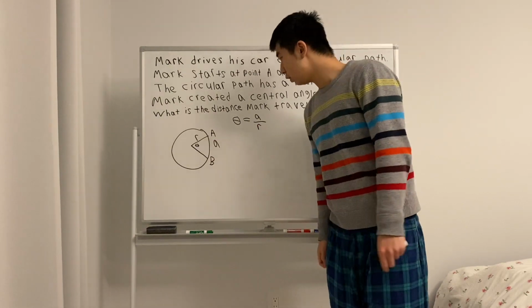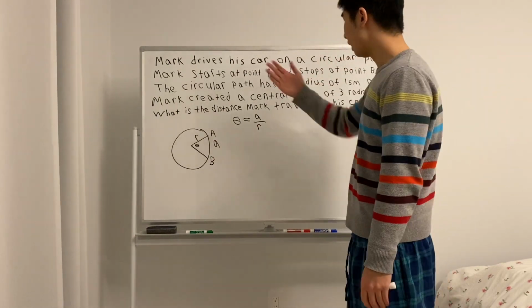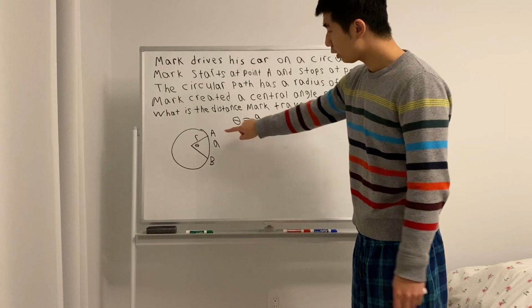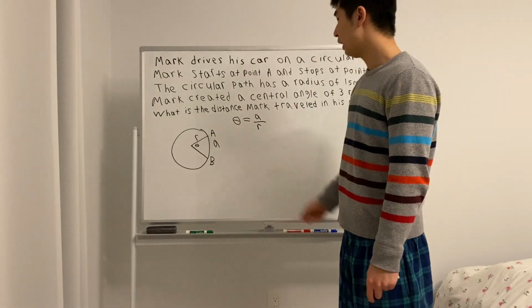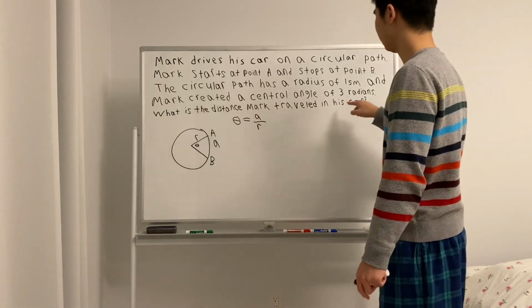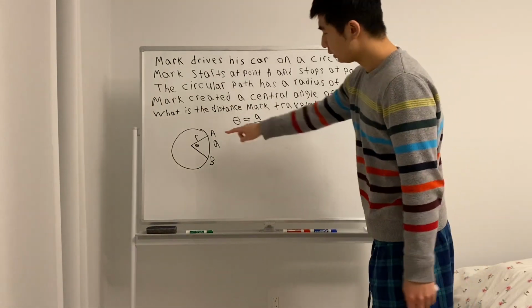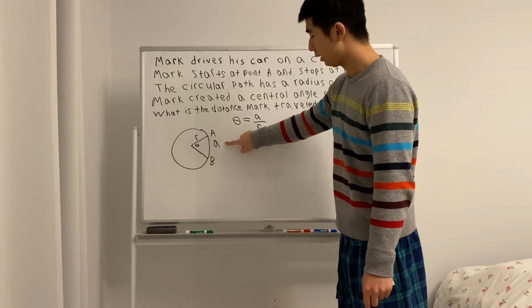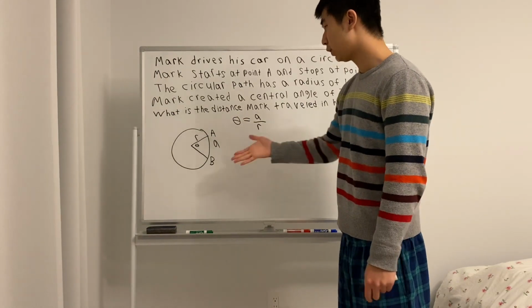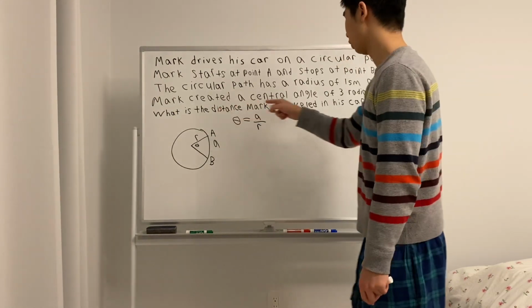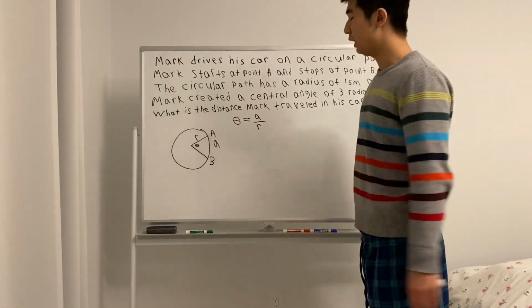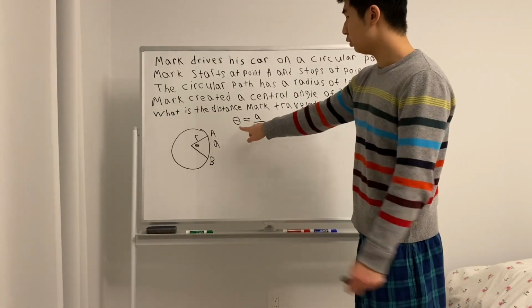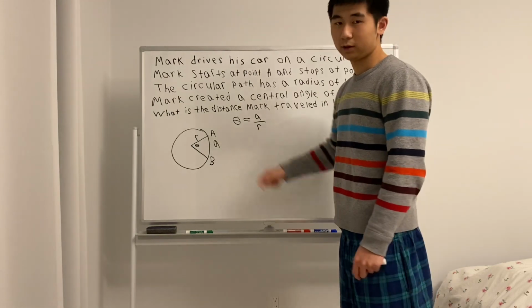Now that I explained that, going back to the actual question, Mark starts at point A and he stops at point B. And it's asking, what's the distance Mark traveled in his car? As you can see from this diagram, if we find the arc length, we figure out the distance Mark traveled in his car. So all we have to do is find the arc length, and as you learned in the lesson, we can use this formula to solve for it.